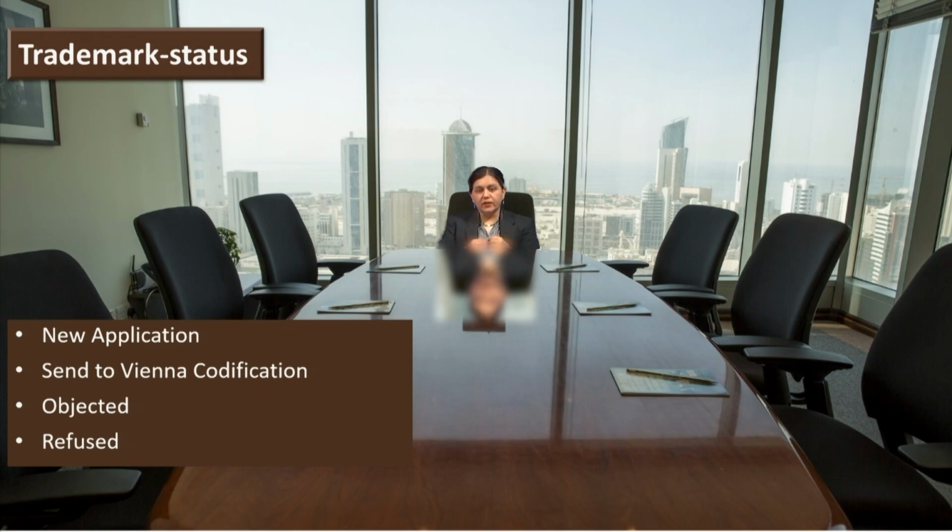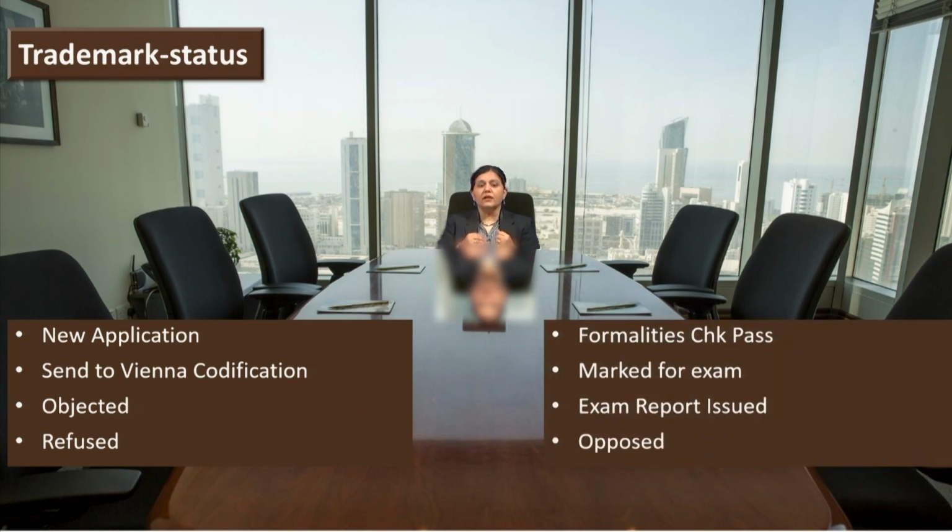Then you can see here formalities check pass, marked for examination, examination report issued, opposed. So, what is the meaning of that? Formalities check pass means the trademark has passed all the basic filing requirements for trademark registration. Marked for examination means your trademark application has now been taken for examination. Then examination report is issued, meaning the trademark application will probably be published in the trademark journal. This status could also mean that a trademark application requires slight modifications to be published. And opposed, as the name suggests, means the trademark application has been opposed by a third party.